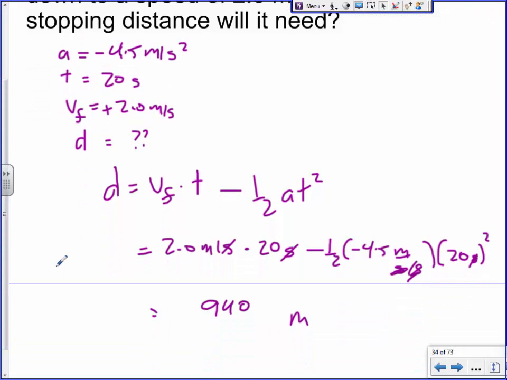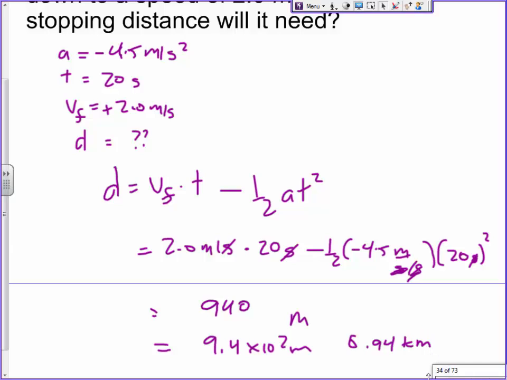Is 940 meters though going to work with sig digs? We only get 2 sig digs, right? So make it either 9.4 times 10 to the 2 meters, or make it 0.94 kilometers, something like that. I don't care. Just find a way to change the sig dig so that there's only 2 of them left. That's a 0, by the way. Right, again.